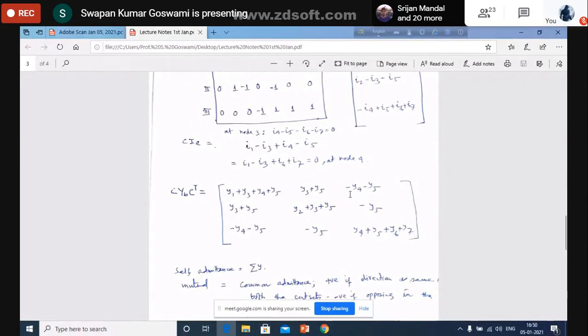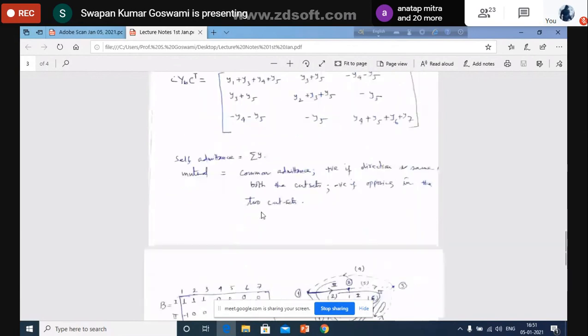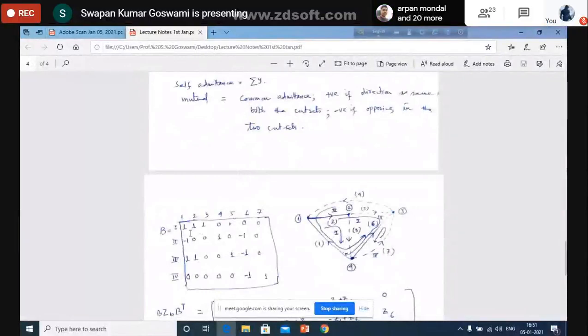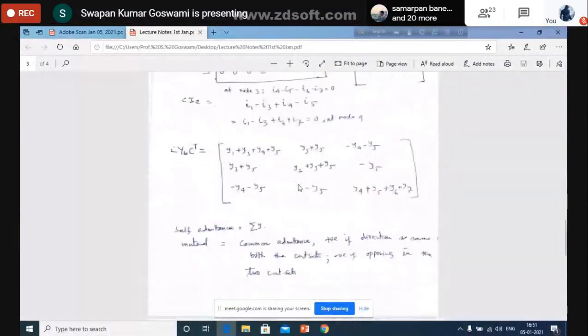Okay, one is assisting, one is opposing. This way it is opposing. All right, so this is the physical meaning, we can say. So now, any question up to this? Then I shall move to the B matrix and A matrix. Okay. Any question up to this?